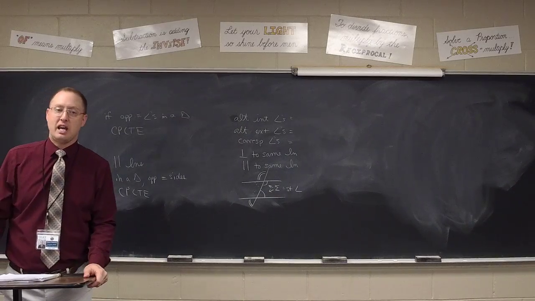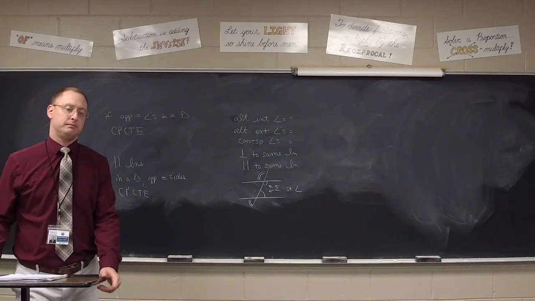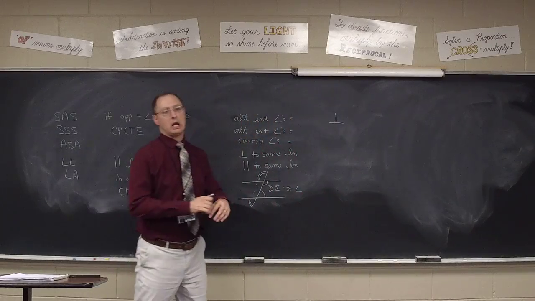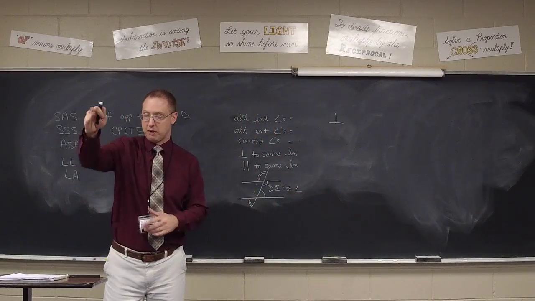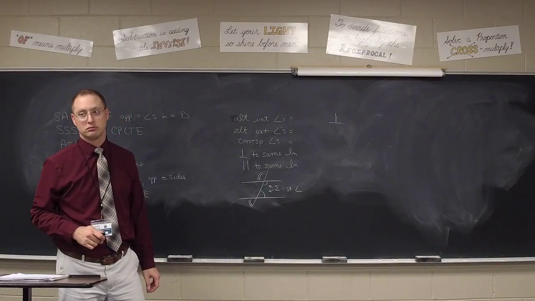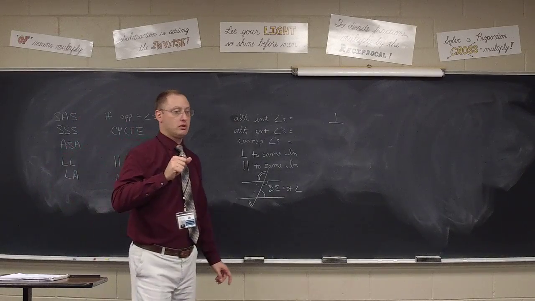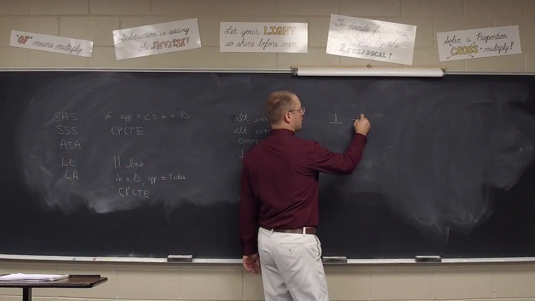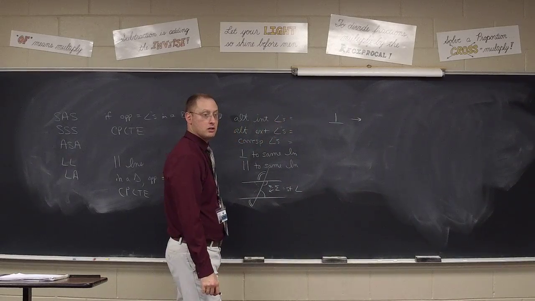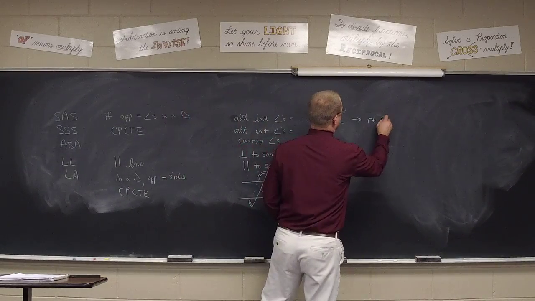We got some Clang statements we need to know. For instance, if somewhere in the given you see perpendicular, Clang, what's our response, Michael? Equal angles. Nope. Adam? What does perpendicular tell me? Two right angles. Right angles. Perpendicular tells me I have right angles.